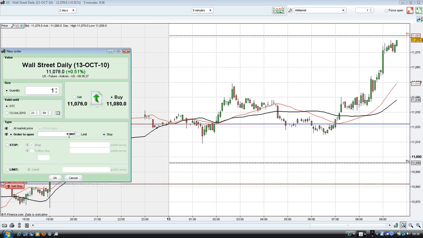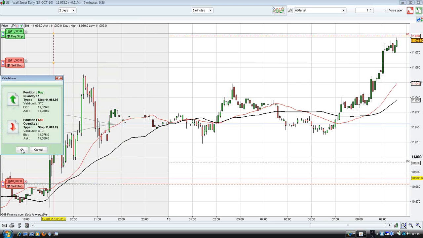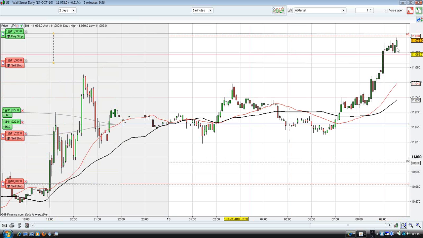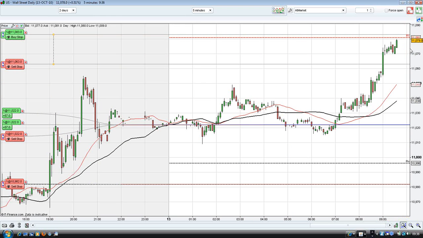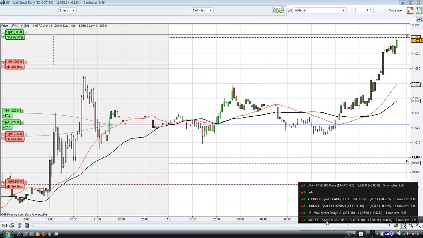the first resistance. There we go. So again, we'll be buying 2 points above the first resistance at 11,083 with a 20-point stop loss.